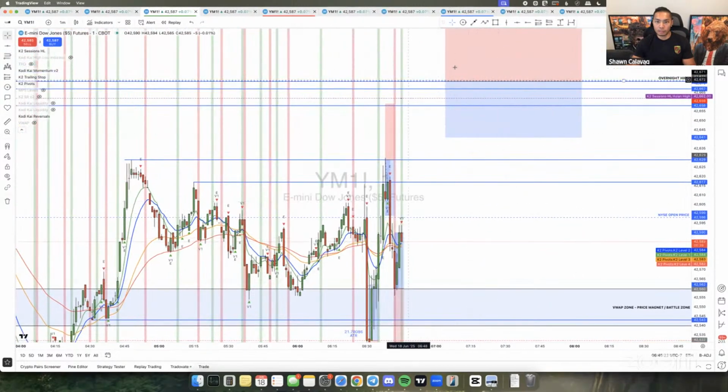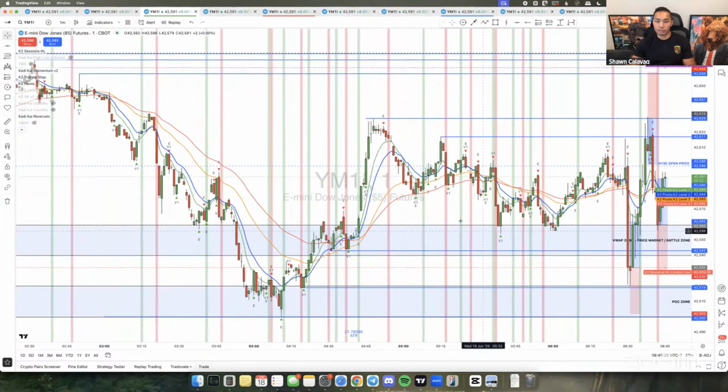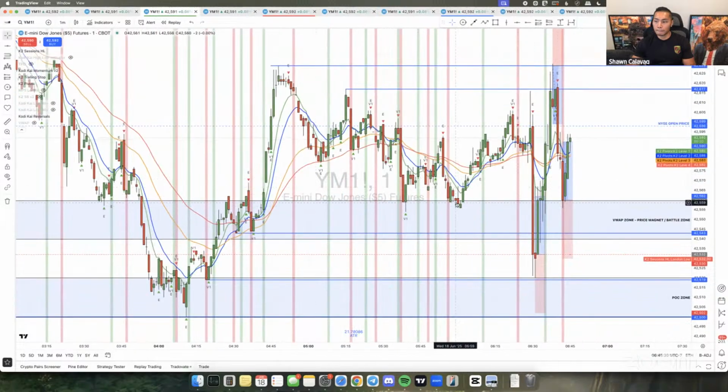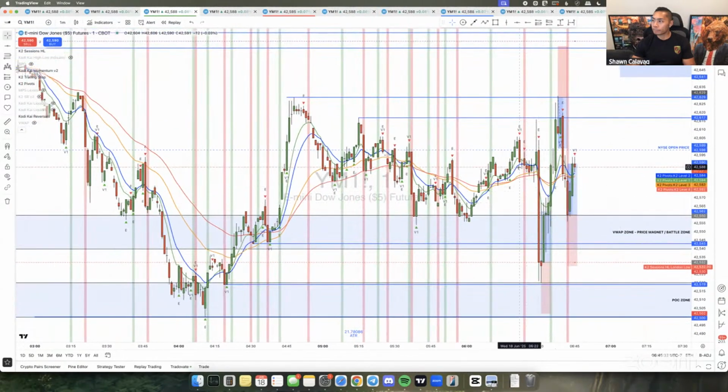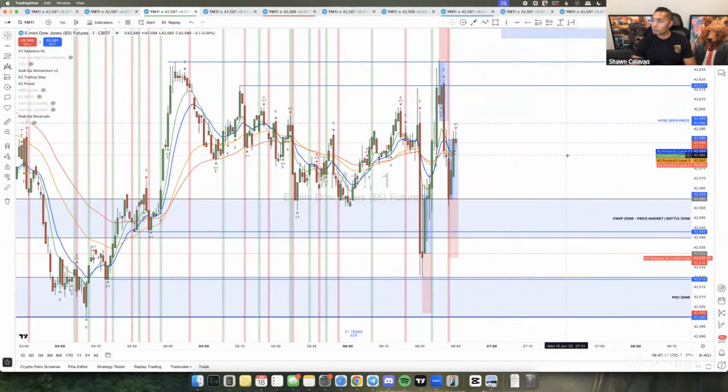I'm trying to get in up here. The price hasn't gotten up here yet. We're getting closer to 7 o'clock. As you guys know, as we get closer to 7 o'clock, the volatility tends to die down a little bit. So we'll see what happens next.